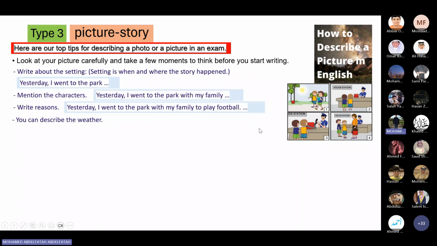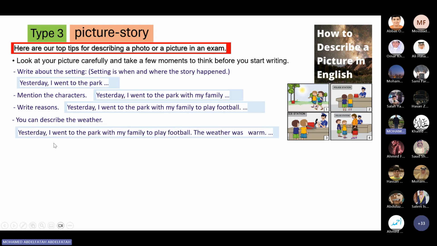Then you can describe the weather. Why not? Look here, this is the sun. The weather is warm, so you can describe the weather. Yesterday, I went to the park with my family or with my brother or with my friend to play football. The weather was warm. Then describe the events in order. Consider to put your events or the actions in the story in order. Be logical. Logical means not writing about something that happened at the end before what happened before this.